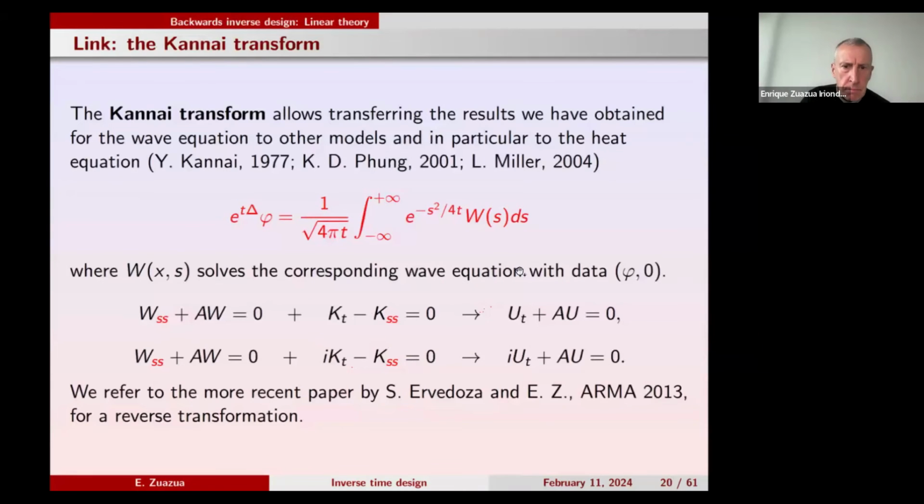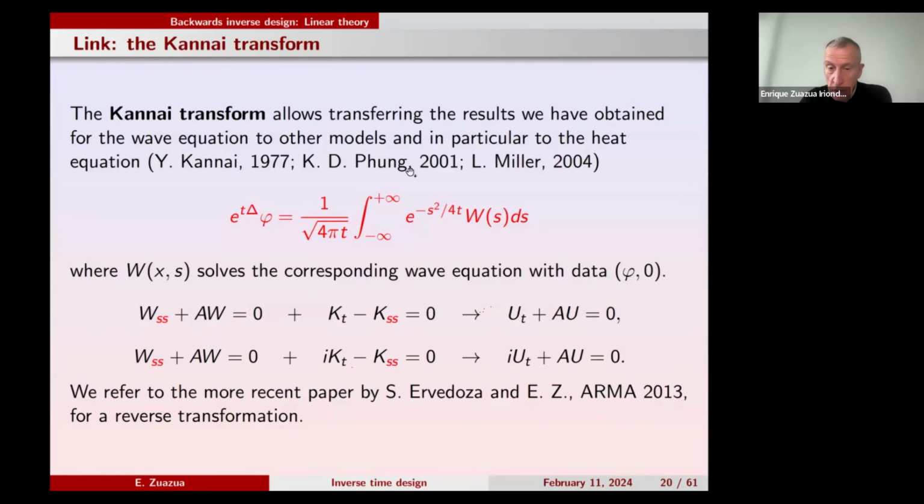And this Kannai transformation tells us many, many things, right? In particular, it explains why for the heat equation, the velocity of propagation is infinity. For the wave equation, the velocity of propagation is finite, 1 for the classical d'Alembert problem. But for the heat equation, the velocity of propagation is infinity.